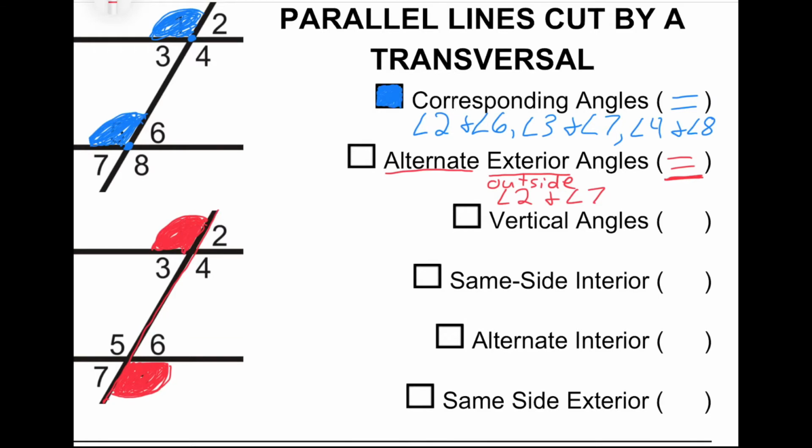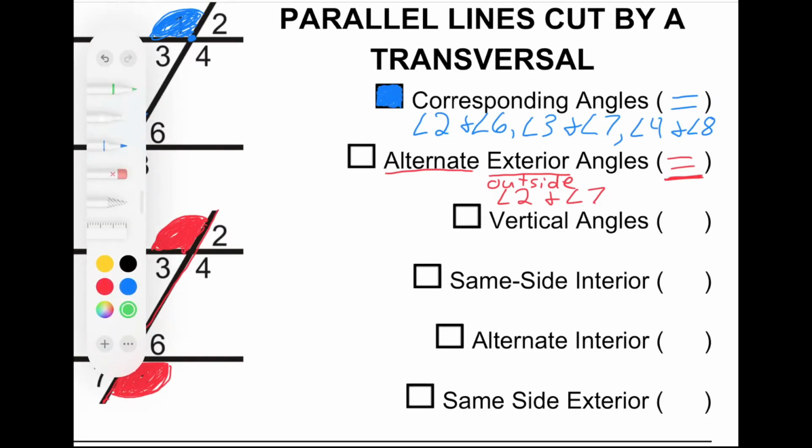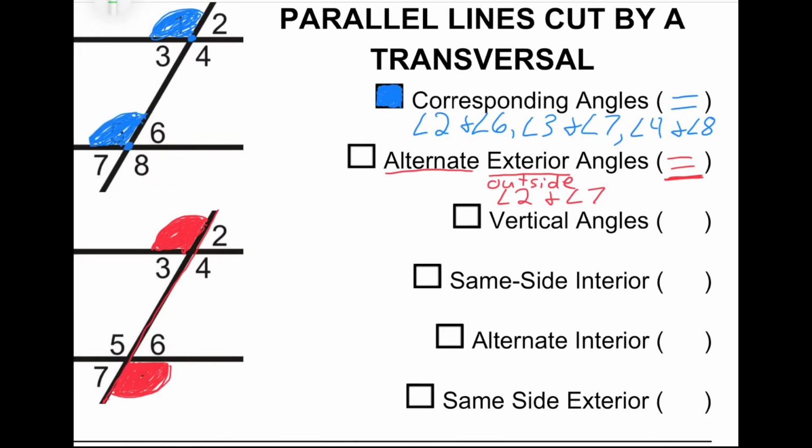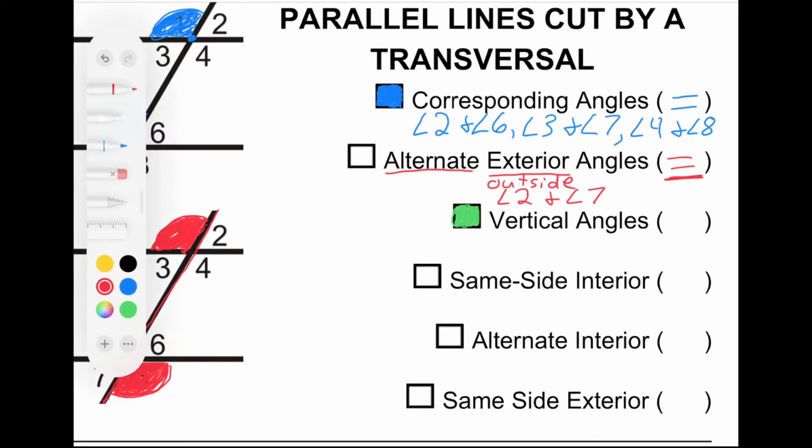So let's choose another color like we did in class and look at vertical angles. Another word that you can use instead of vertical angles is diagonal. So let me fix our little box to red for alternate exterior.